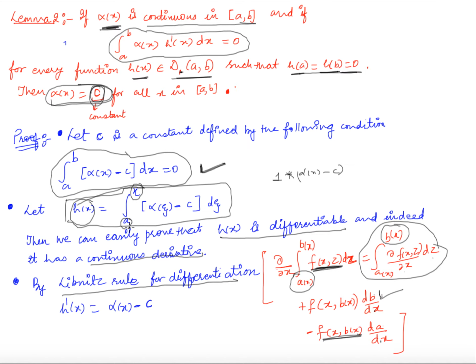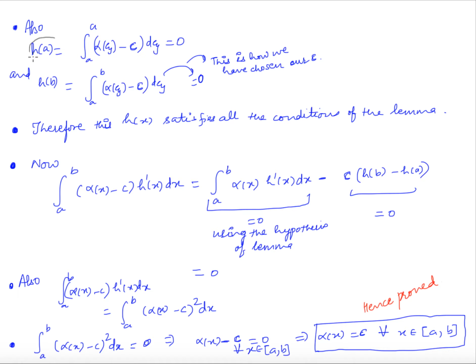So h of a is the integral from a to a, that is 0. h of b is the integral from a to b of alpha zeta minus c d zeta, which is equal to 0. Why? Because this is how we have chosen our c. So from here we got the intuition that we have to choose our c like that. Therefore the h of x which I have constructed satisfies all the conditions of the lemma, right?